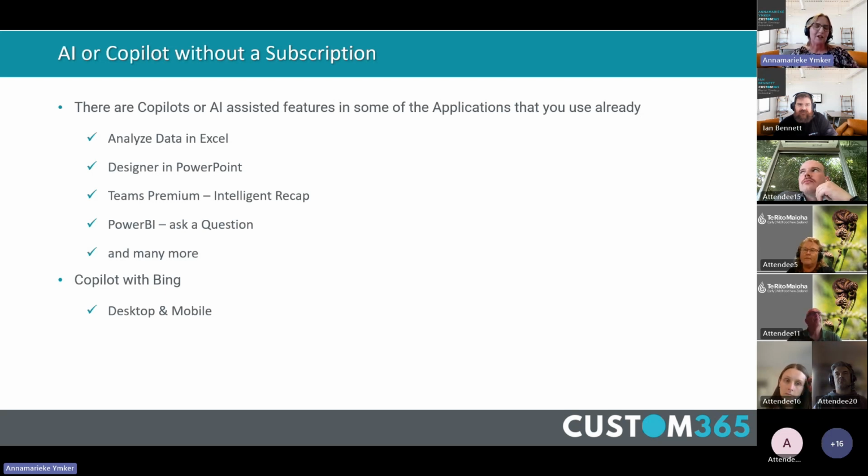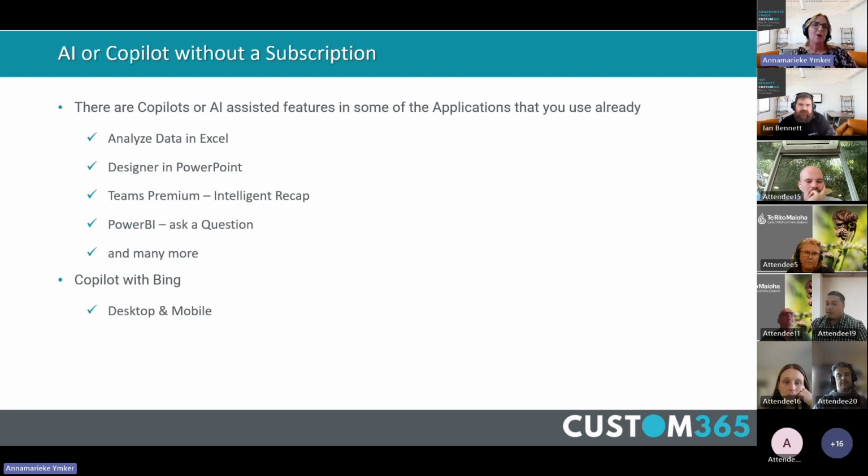Teams Premium, we covered that in an earlier webinar. Yes, Teams Premium is a paid service, but the intelligent recap that sits inside there is run with Copilot, and that comes with your Teams Premium subscription. So you can get that benefit inside of Teams without having to go to the full paid version of Copilot that we'll be looking at a little later. Power BI has a ask a question feature in it, and that too is based around the AI, and there's lots of other areas that you'll see AI creeping into your Microsoft apps.